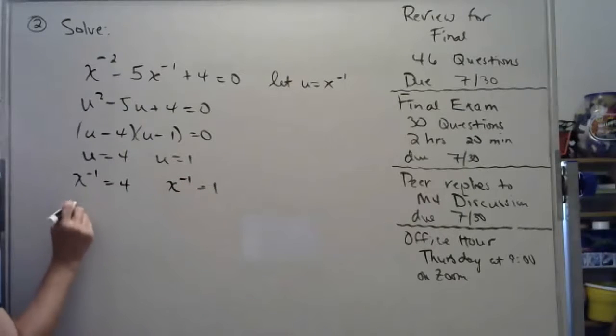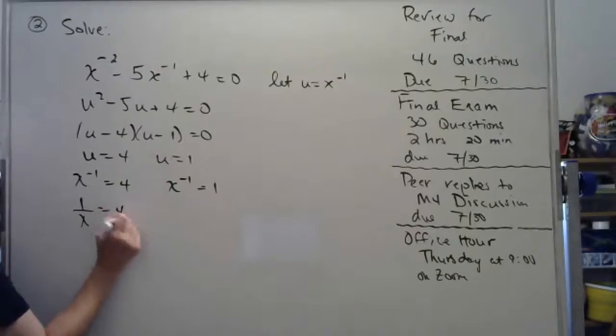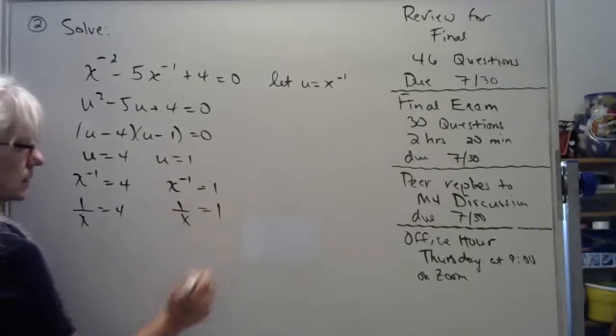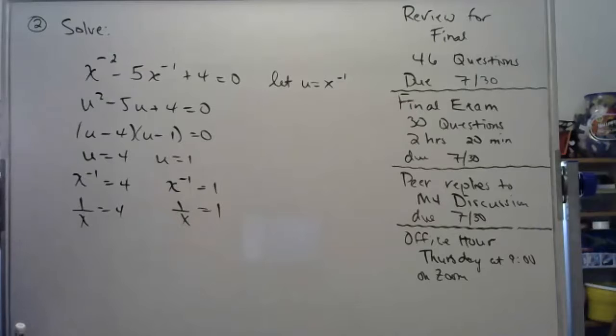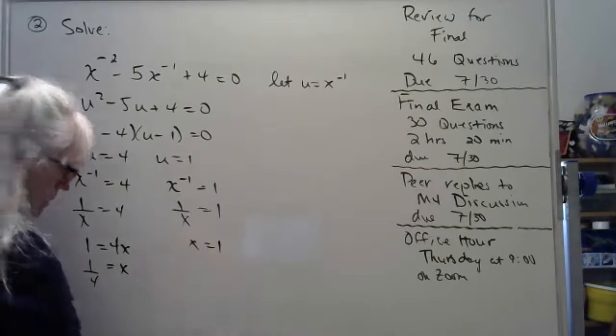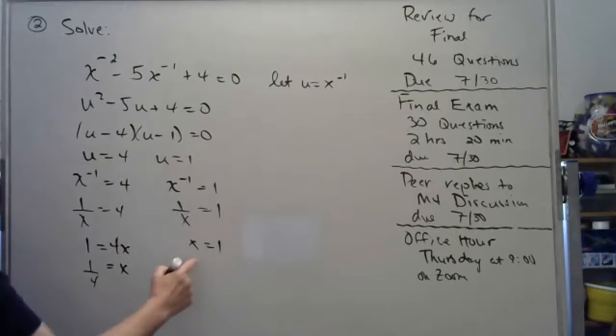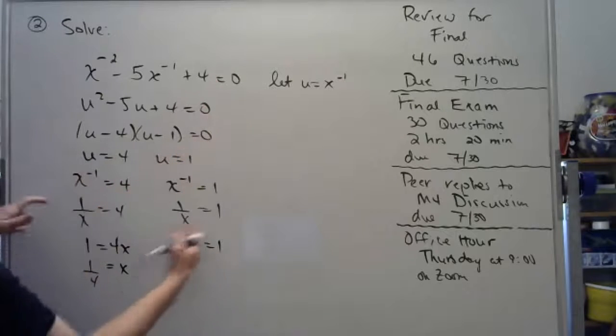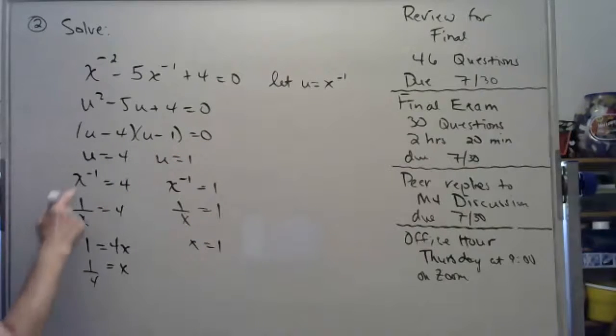So translating this means 1 over x and this means 1 over x. And then all we have to do is cross multiply and solve for x. So when I cross multiply, I'll get 1 times 1 equals 4 times x, or x is equal to 1/4. Over here, you're going to get x is equal to 1. So we get 2 answers, the 1/4 and the 1. So it's not hard through here. It's this unsubstituting that causes problems. So just remember the negative exponent means to move x to the denominator and then solve from there.